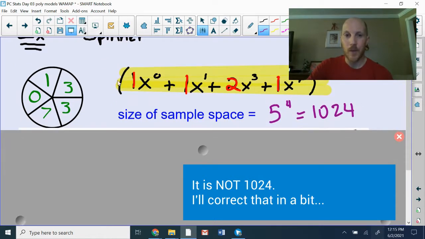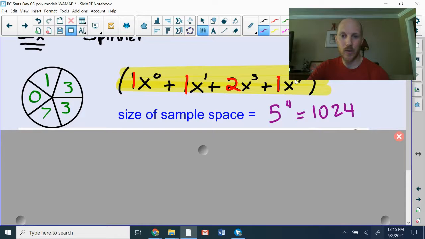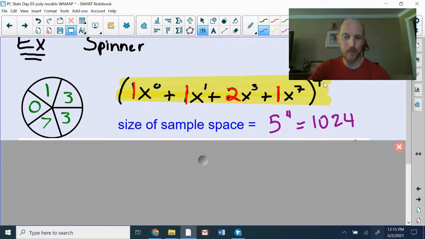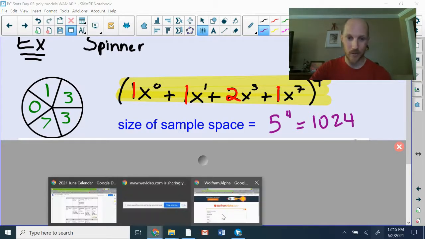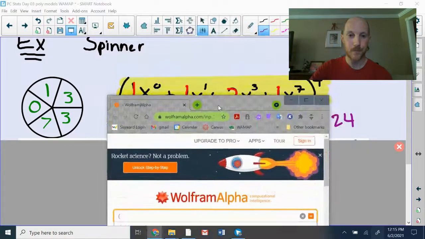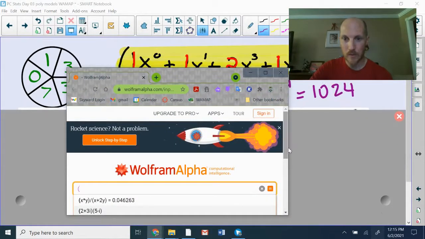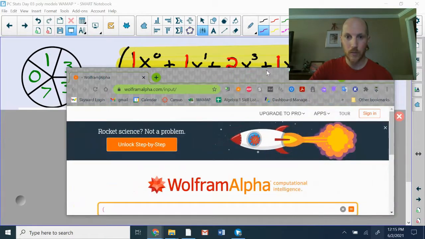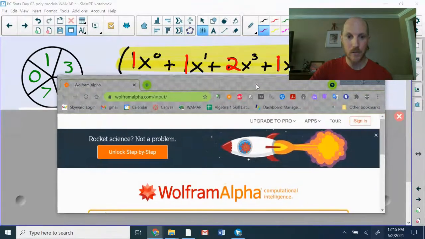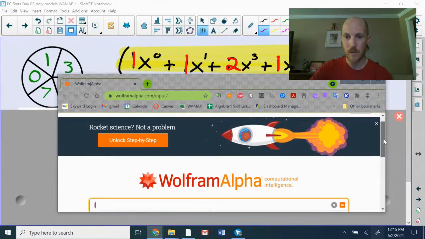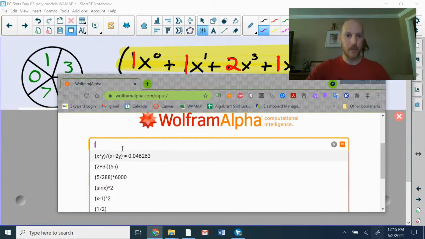All right, so in order to expand this polynomial model, I have a choice. I could get some multiplication boxes and reams of scratch paper and do the multiplication myself, or I can type it in here. So I'm going to try to resize this window so that we can see everything at the same time. There we go.